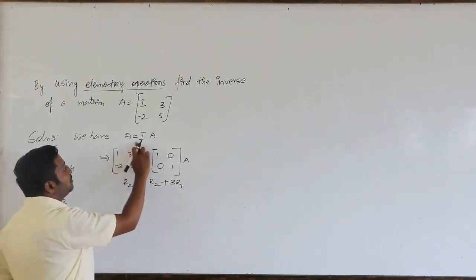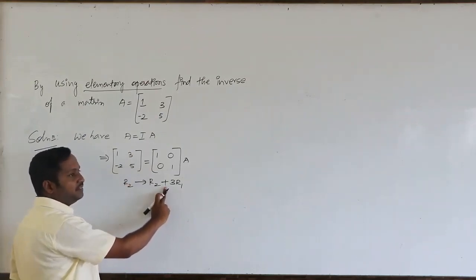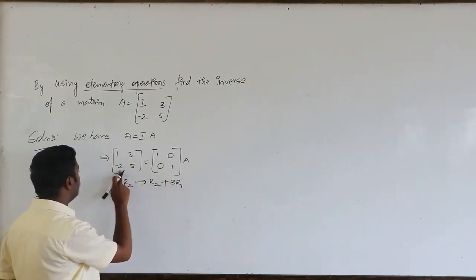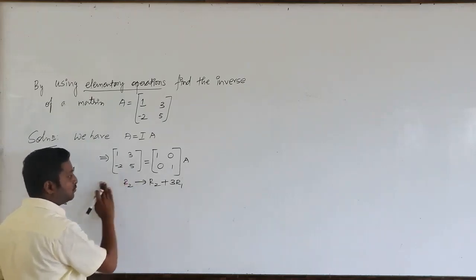Okay. If it is a 5, what happened? R2 minus this is a 0. I'm sorry. This is wrong because I am making it 1. I'm sorry.